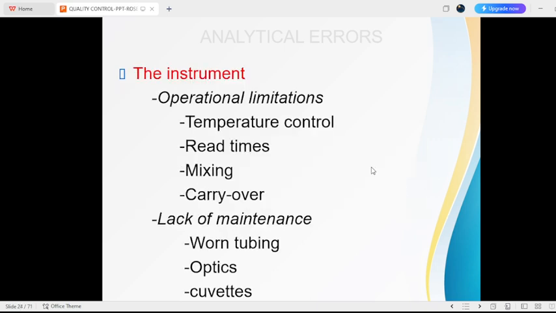Next part is instrument. To avoid the analytical errors, it is very important to avoid the errors from the instrumental side. So we know all the instruments will have operational limitations, mainly the temperature control, read times, mixing, carryover. So all these steps we have to do very carefully. The lack of maintenance, worn tubings, optics, cuvettes, everything should be used properly.